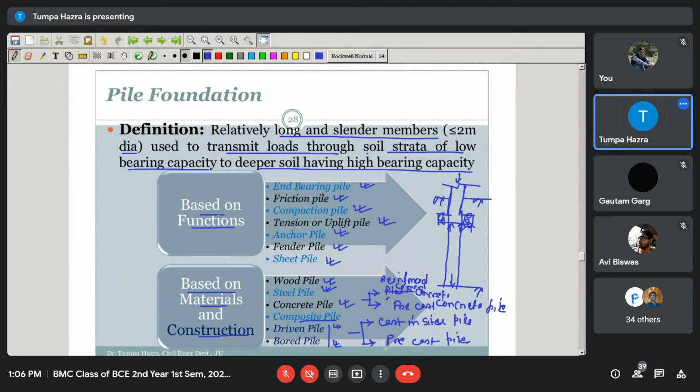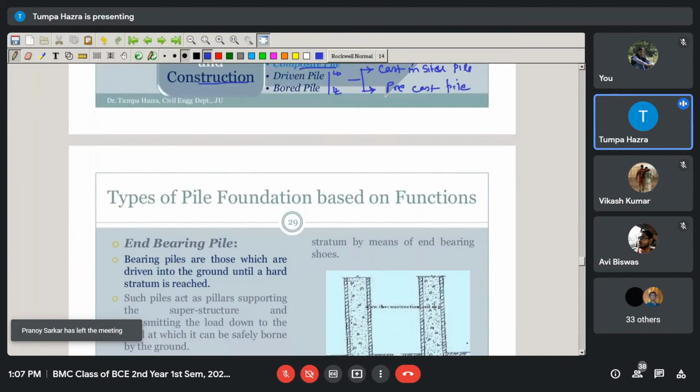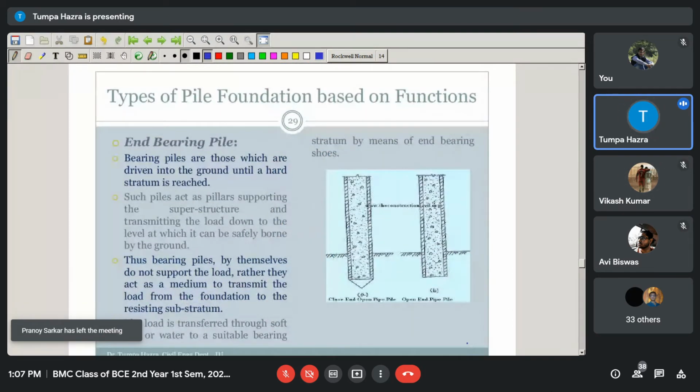Okay. So we understood what the pile foundations are and what the different types of pile foundations are. Now, let me explain to you the different types of pile foundations based on the functions.